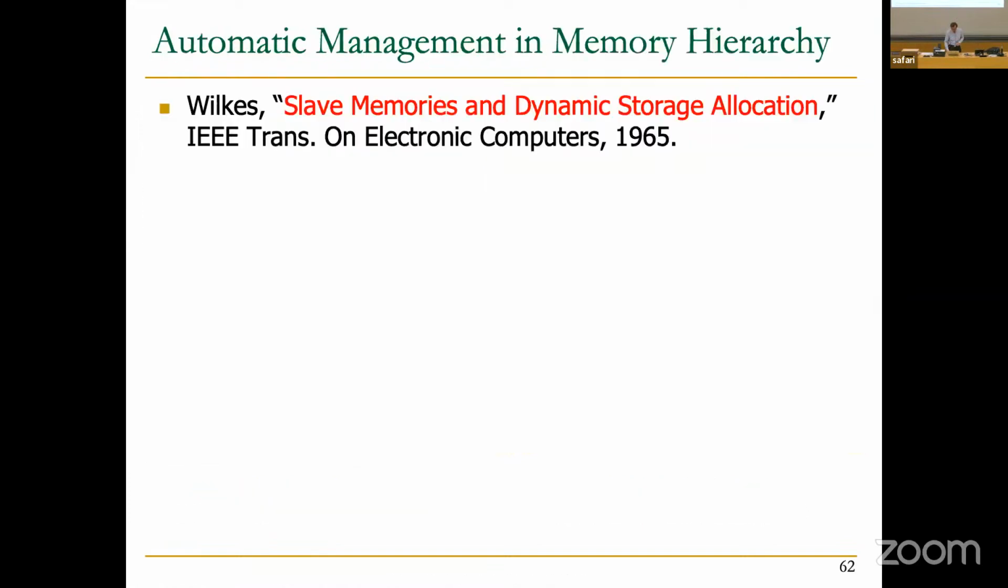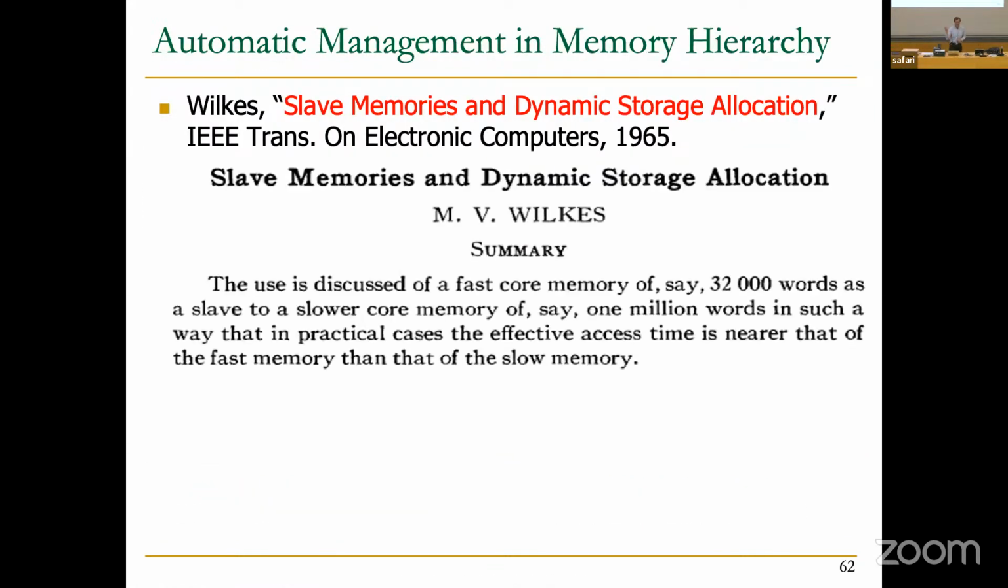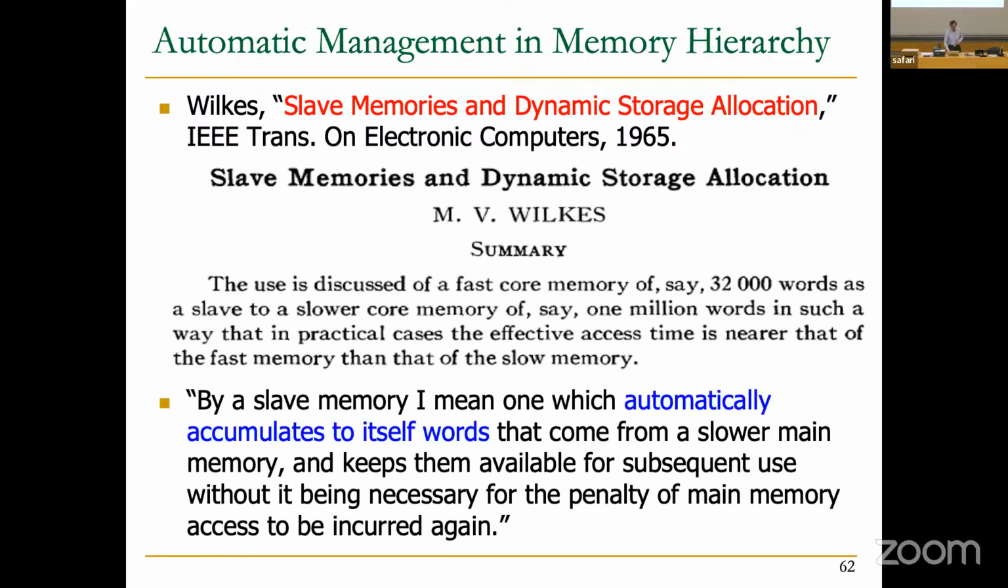Okay, so let's talk about automatic management a little bit. This is what also Maurice Wilkes had in mind. Basically, he says, by a slave memory, which is called cache memory today, I mean one which automatically accumulates to itself words that come from a slower main memory and keeps them available for subsequent use without it being necessary for the penalty of main memory access to be incurred again. Again, this is the fundamental principle, and it's beautiful also.